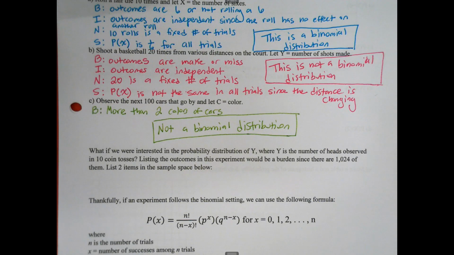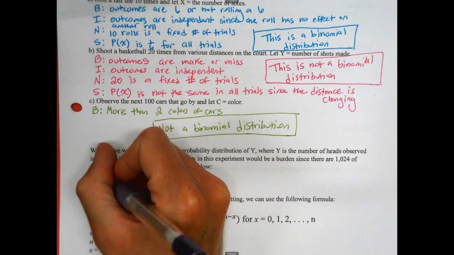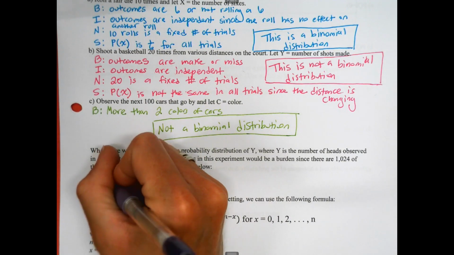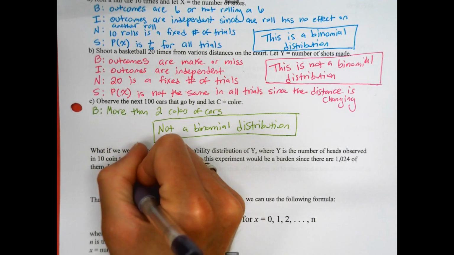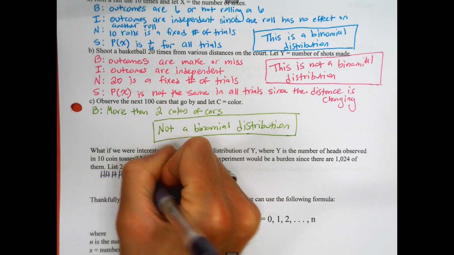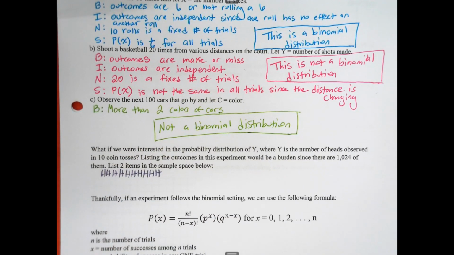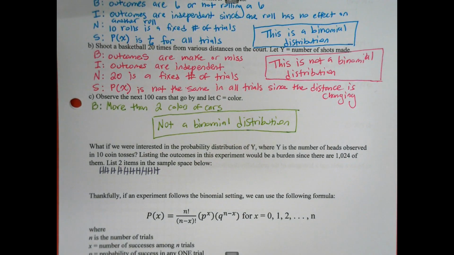Since we are flipping the coin 10 times and there are 2 possible outcomes, the way that we find the sample space would be taking 2 to the 10th power. And 2 to the 10th power is 1024. So if we wanted to write out our entire sample space, it would take us a long time. Some examples of items in that sample space would be 10 heads.